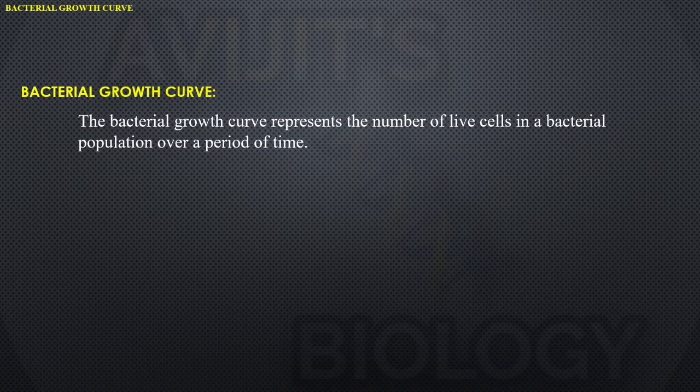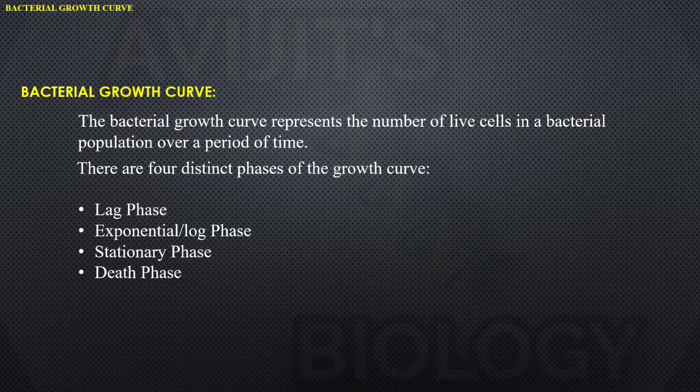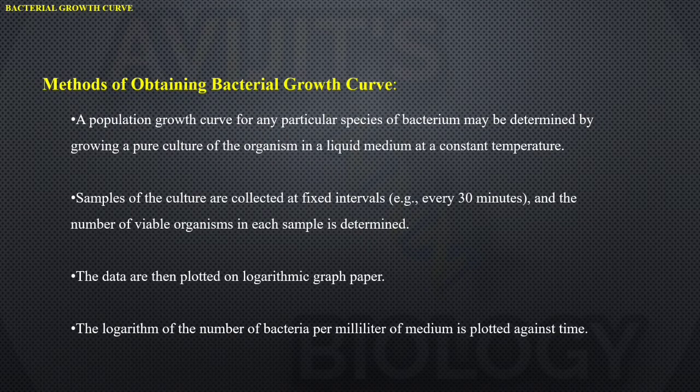Now we will see what a bacterial growth curve is. The bacterial growth curve represents the number of live cells in a bacterial population over a period of time. There are 4 distinct phases of the growth curve. The first one is the lag phase. The second one is the exponential or log phase. The third one is the stationary phase. And the final one is the death phase. Now we will look into the methods of obtaining a bacterial growth curve.